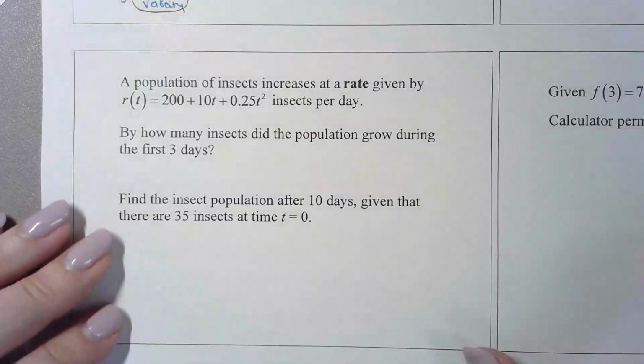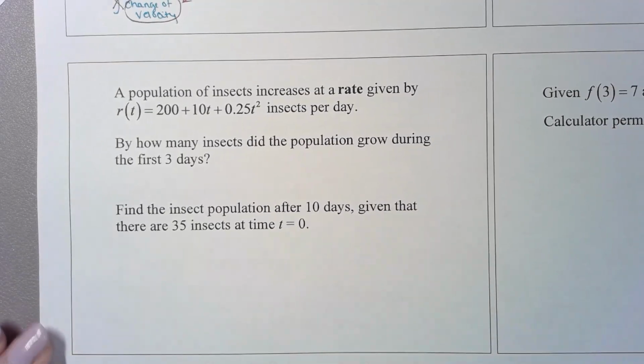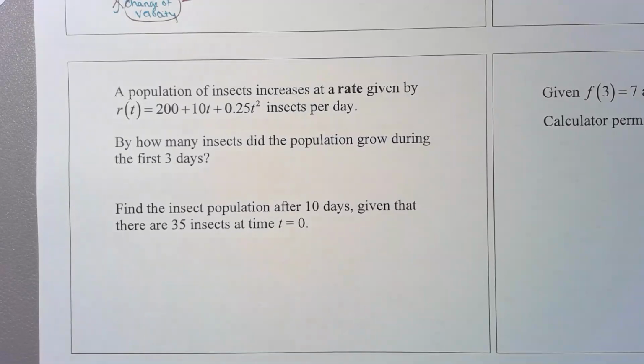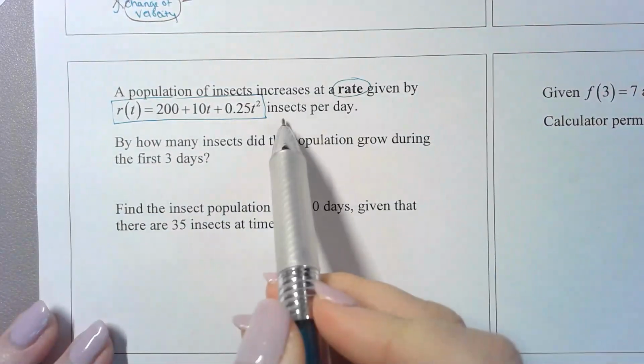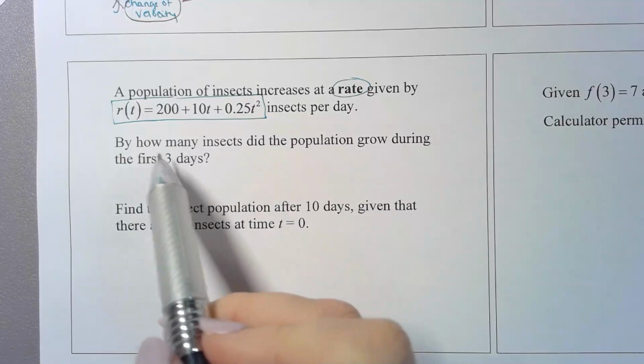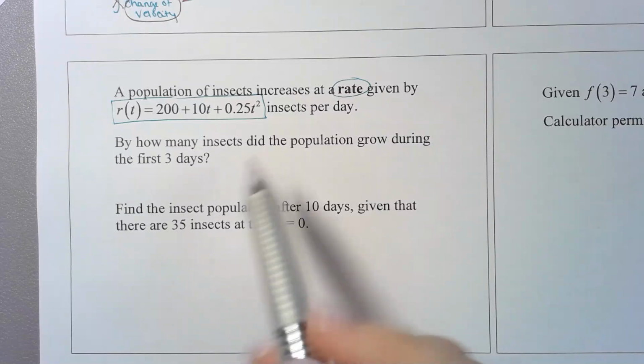All right. So let's take a look at this first question. By the way, this unit is going to be very calculator heavy, so I have my 84 sitting here. I'm just going to make sure it's in radians, which it is. And we'll use calculators along the way. It says a population of insects increases at a rate, it's in bold, but I like to circle it anyway, given by this quadratic function. And that rate function is measured in insects per day. By how many insects did the population grow during the first 3 days?